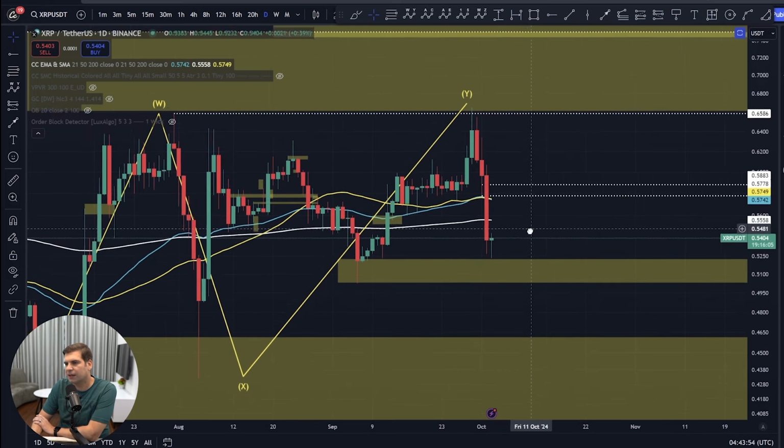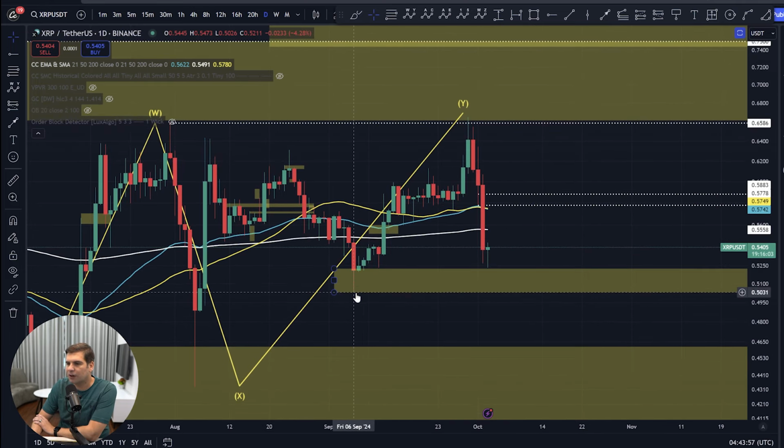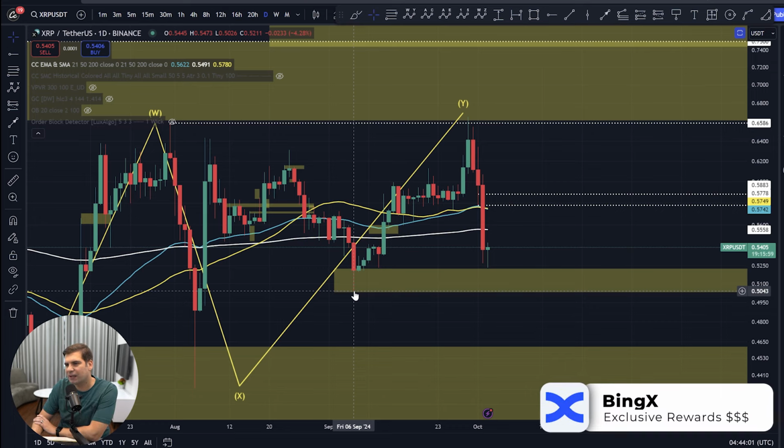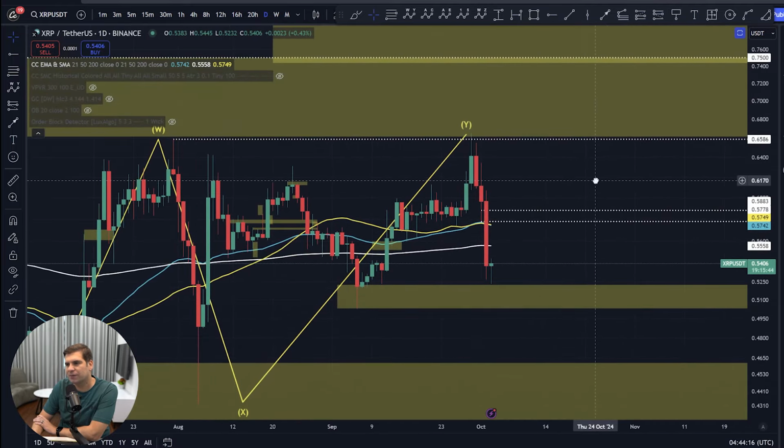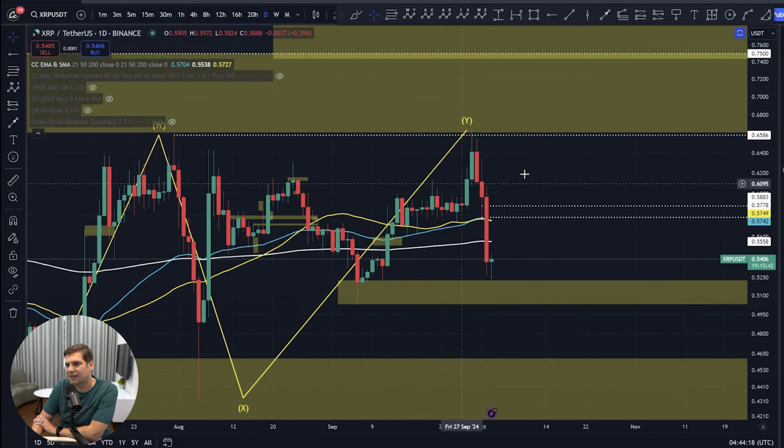So big breakdown here. If we lose the swing low that we had down here on the 6th of September, that swing low being 50.26, if we lose that, then yeah, we are completely done with that Y wave high there. Okay, if of course we keep above this level, then we can hold hope that maybe we can get back up into that range for that breakout towards the 85-75 cents levels.